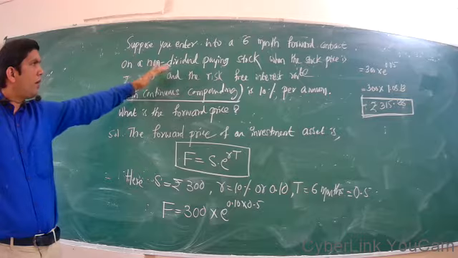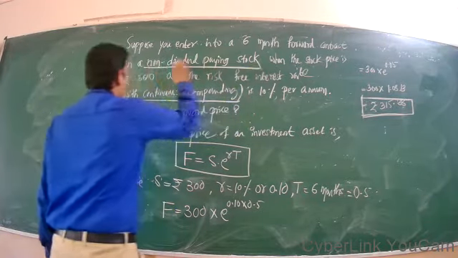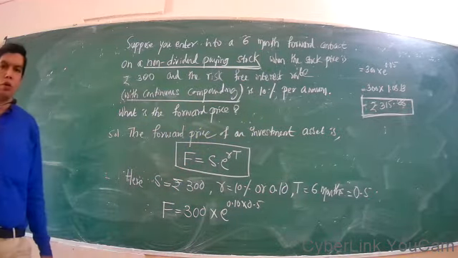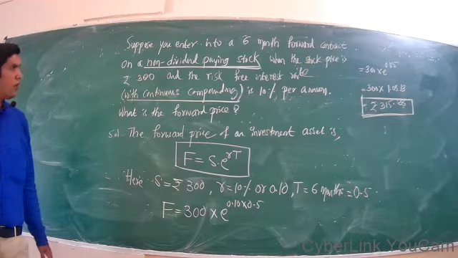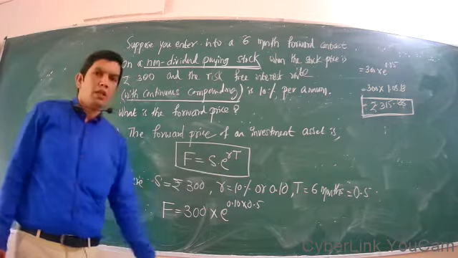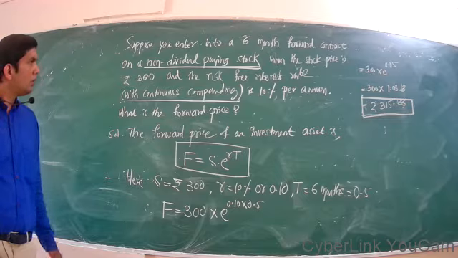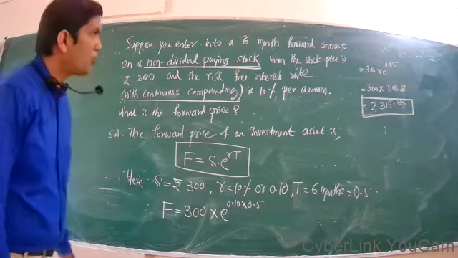on a non-dividend paying stock, and this term is also very important. It's a non-dividend paying stock. So whenever you have the information that it is a non-dividend paying stock, then the formula is easy: S into e raised to RT. When the stock has some dividend, then the formula will be different. You will come to know pretty soon.